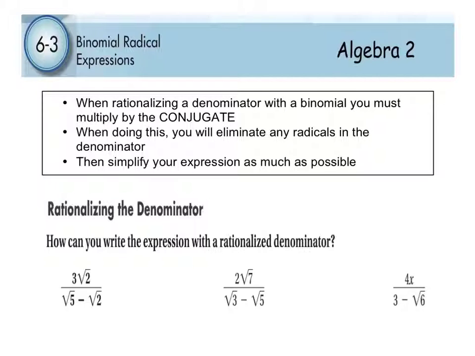This is section 6.3, binomial radical expressions. This is part 3 of your notes. This is going to be dealing with some more with conjugates, and what we're going to do is eliminate roots in the denominator by using the conjugate.